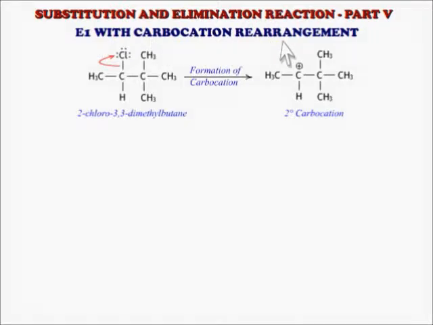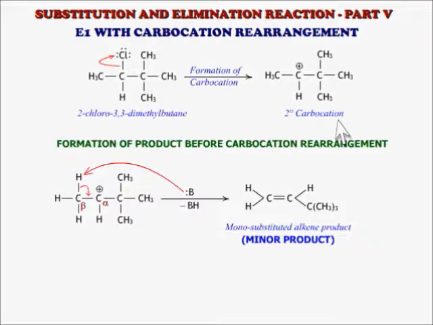E1 with carbocation rearrangement. See this compound, 2-chloro-3,3-dimethyl-butane. When heated, this leaving group departs, forming a secondary carbocation. Now the base attacks the hydrogen on beta carbon to form a monosubstituted alkene.